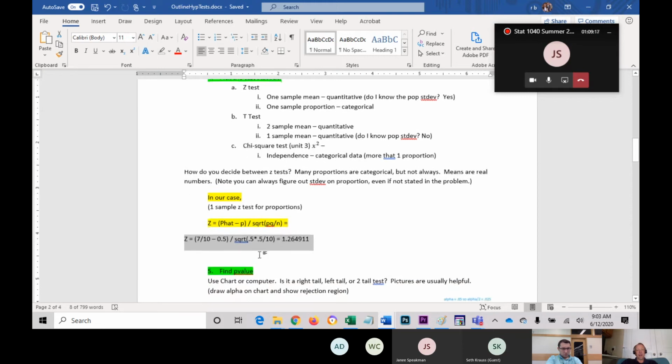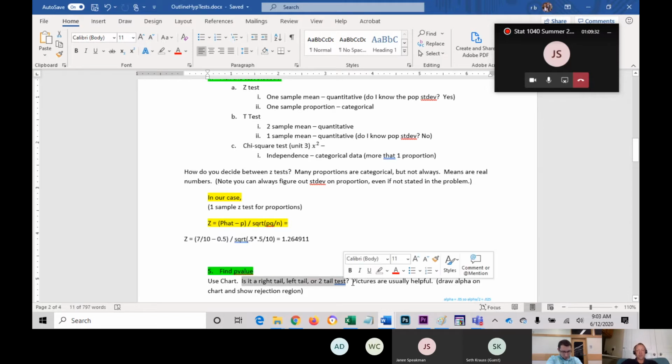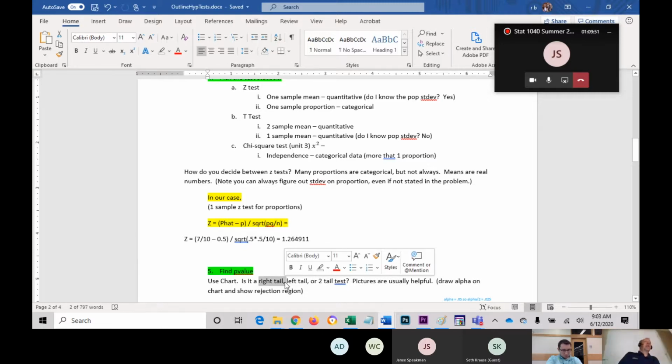Now we need to find the p-value, okay? So we're not going to do it with the computer. We're only going to use the chart. So you have to ask yourself, is it a right tail, a left tail, or a two-tail test? Okay. Pictures are going to be very helpful because the question is, do I have to double it, which you will have to do with a two-tail test? Do I subtract it from 1 or do I not subtract it from 1? If you don't know the picture, you're going to get this wrong probably, okay?